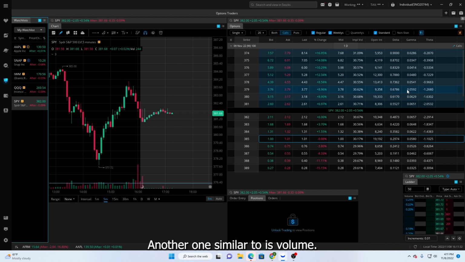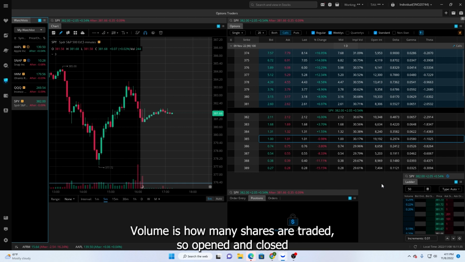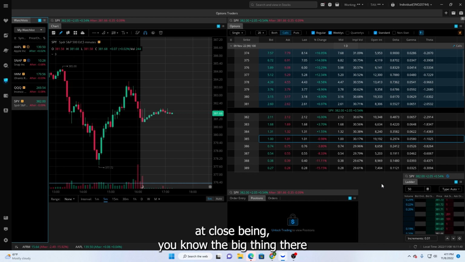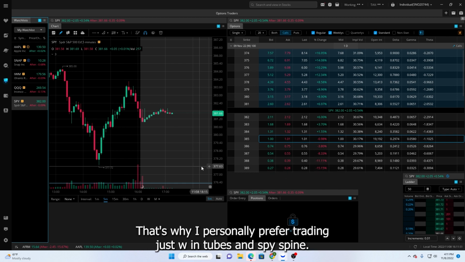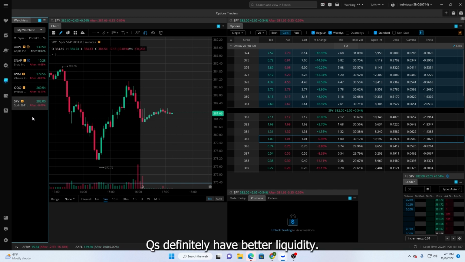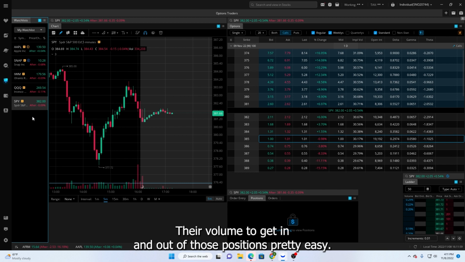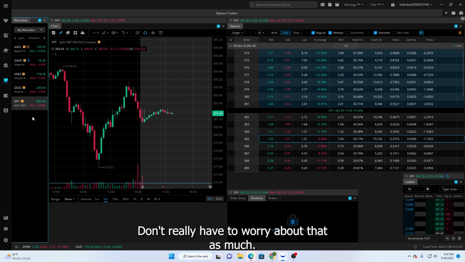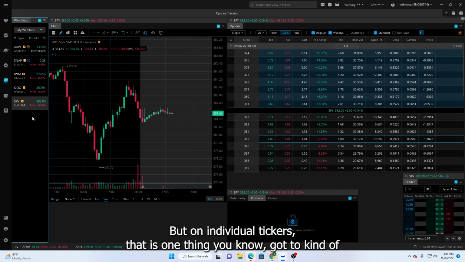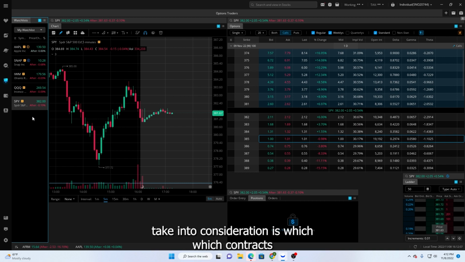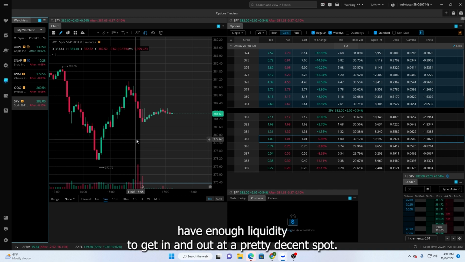Another one similar to OI is volume. Volume is how many shares are traded. So opened and closed, that close being, you know, the big thing there every single day, and they reset throughout the day. But volume is important because we do need volume in order to get in and out of contracts. That's why I personally prefer trading just IWM, Qs, and SPY. SPY and Qs definitely have better liquidity there, volume to get in and out of those positions pretty easy. Don't really have to worry about that as much. But on individual tickers, that is one thing, you know, got to kind of take into consideration, is which contracts have enough liquidity to get in and out at a pretty decent spot.